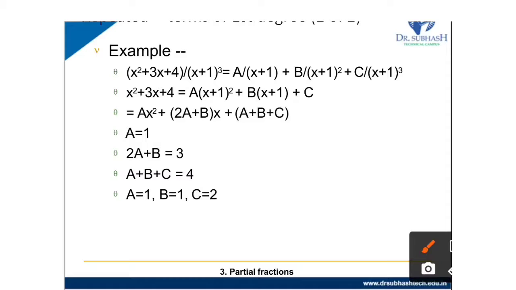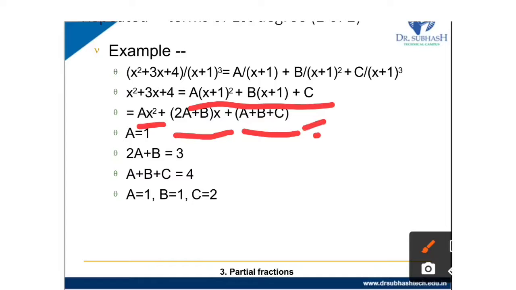we will multiply each term with the open bracket, and separate the x square term, x term and known term. So a multiplied by x square plus 2x plus 1, then bx plus b. So we separate the x square term: it is ax square, then (2a plus b)x, plus a plus b plus c. For that we will find the values by comparing both the equations.